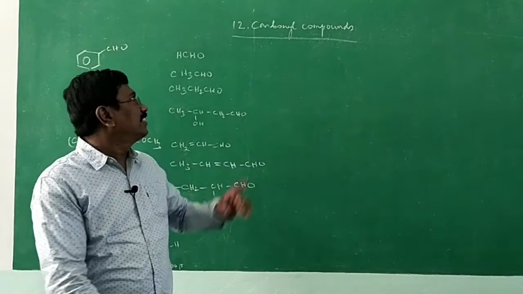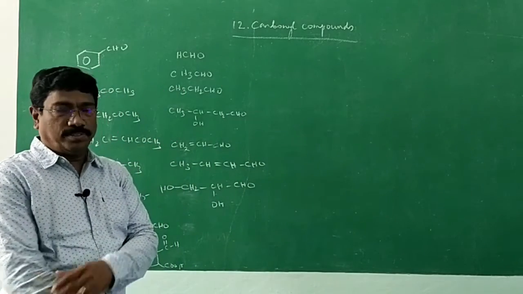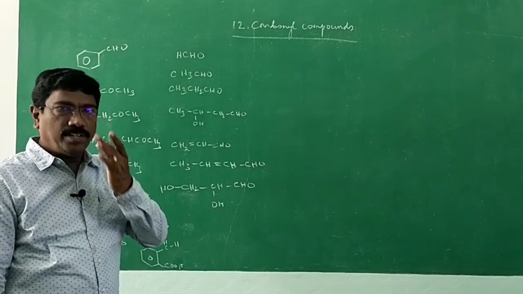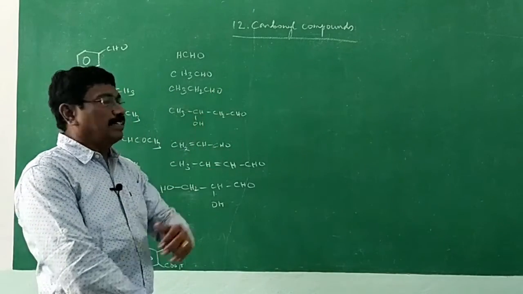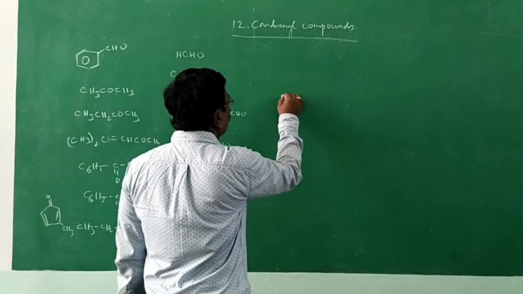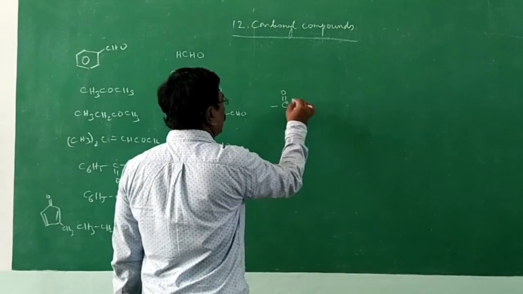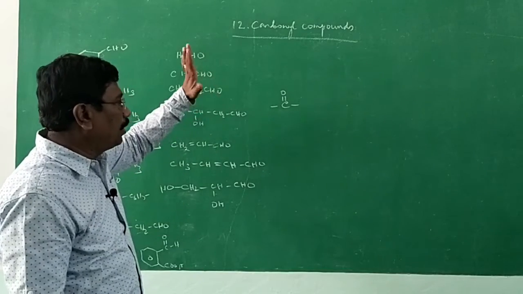Dear students, today we are going to enter into carbonyl compounds. Already in organic chemistry we have covered hydroxy derivatives and ethers. Now one step ahead, carbonyl compounds. Compounds which have a carbonyl group in them are said to be carbonyl compounds. They should possess C double bond O.